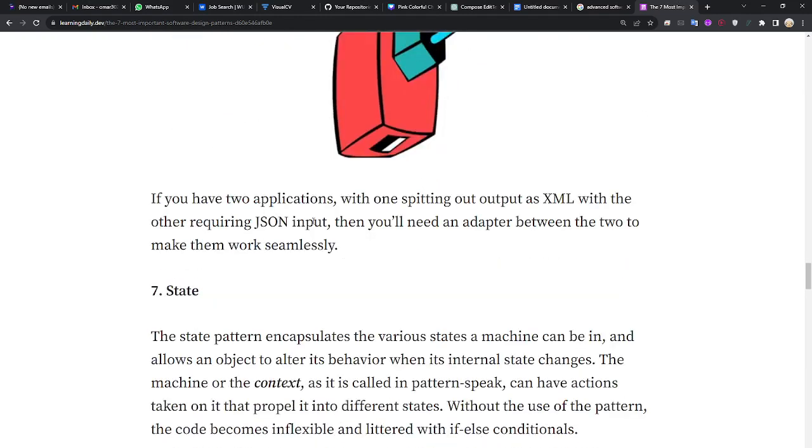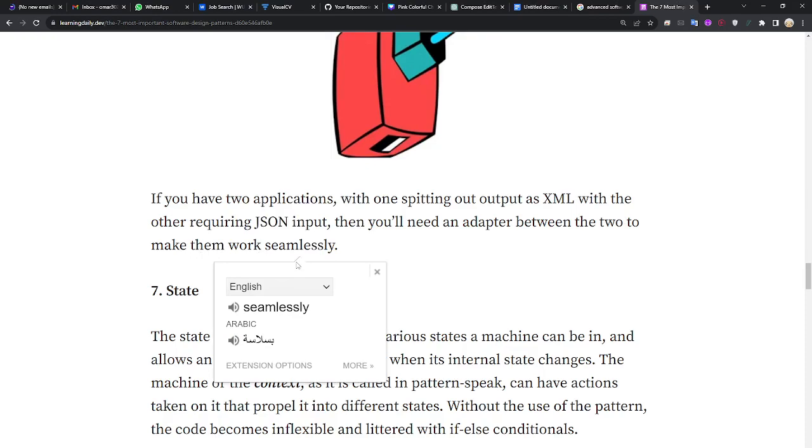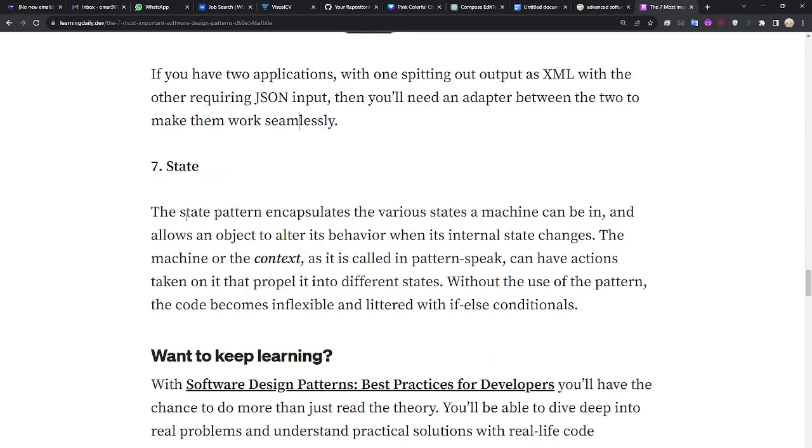If you have two applications with one spitting output as XML with the other requiring JSON input, واحد تاني محتاج JSON, then you will need an adapter pattern between the two, ما بينهم هما الاثنين, to make them work seamlessly, عشان تخليهم هما الاثنين يشتغلوا مع بعض بسلاسة.